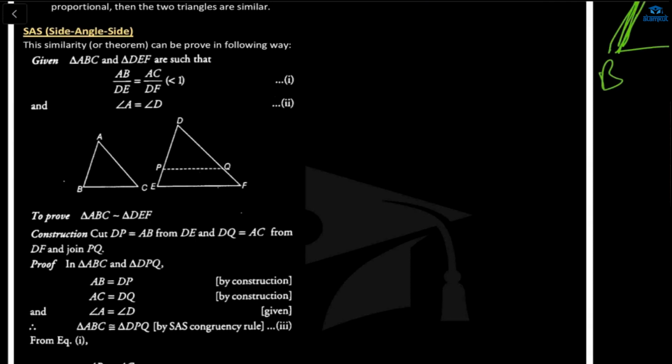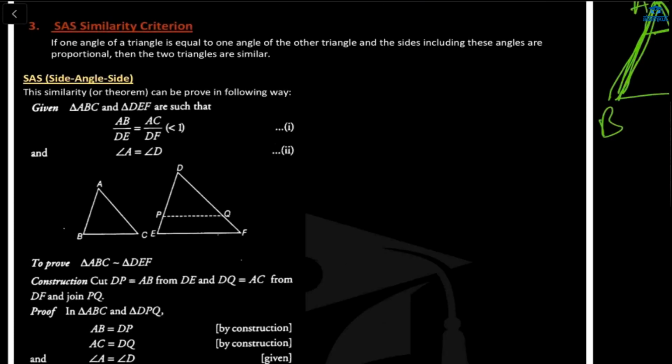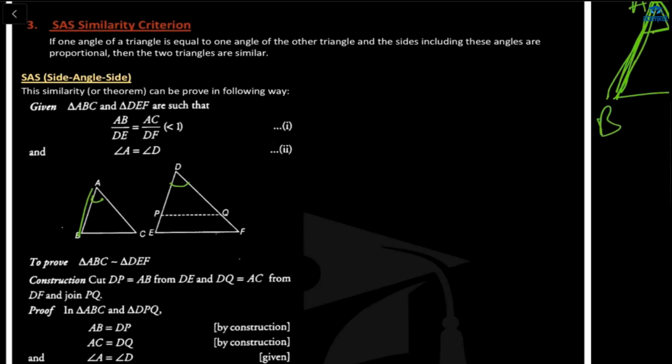Now in all three criteria, we are going to make a construction. ABC is one triangle and DEF is one triangle, but we cannot just say directly that AB is equal to DE. So we are taking one more triangle, constructing DP and DQ in such a way that AB is equal to DP and AC is equal to DQ. In this case, the condition given is that angle A is equal to angle D, and the ratio of AB by DE is equal to AC by DF.